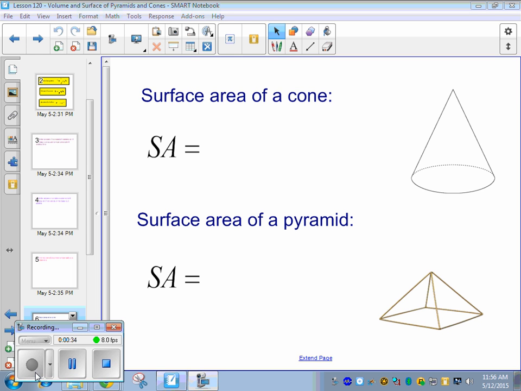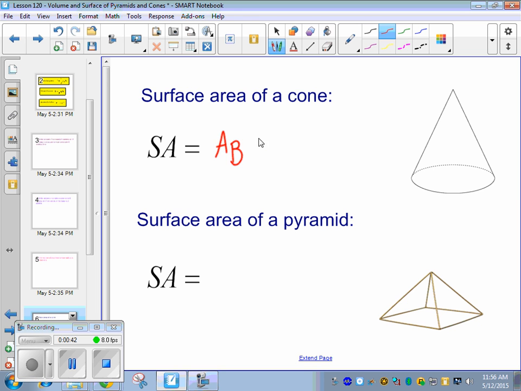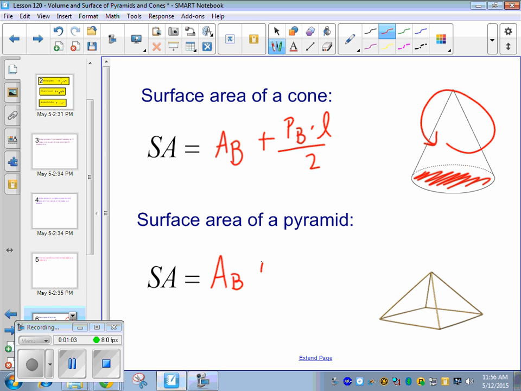All right, so for surface area of a cone and a pyramid, we start with the same thing. So we first do area of the base, because if you think about surface area, we have to include the area of the base. And then if you unwrap an ice cream cone, that's what goes around this. That part is the perimeter of the base times the slant height divided by 2. Okay, and it's the same thing for the pyramid.